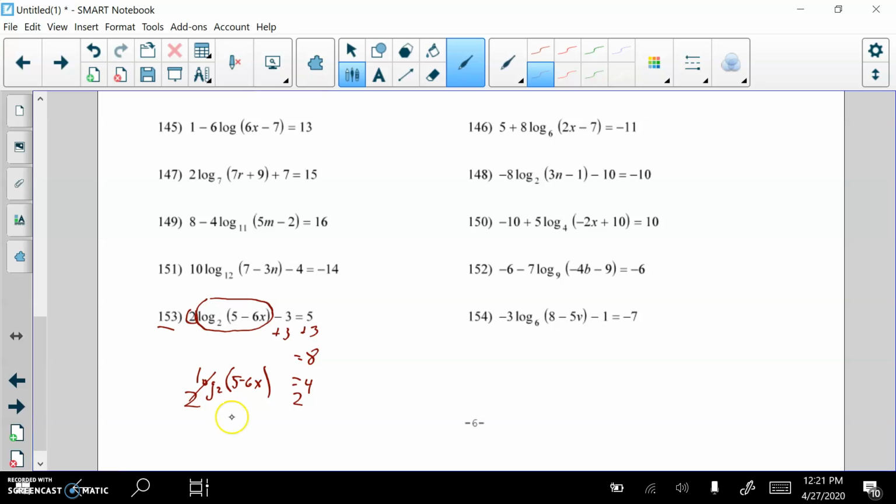Exponentiate: 5 minus 6x equals 2 to the 4th power, which is 16. You subtract 5, you get 11 equals negative 6x. X equals negative 11 over 6. And that actually works. Remember, just because an answer is negative doesn't mean it's extraneous. When you plug in negative 11 over 6 right here times negative 6, you get positive 11. And so 5 plus 11, and it works.